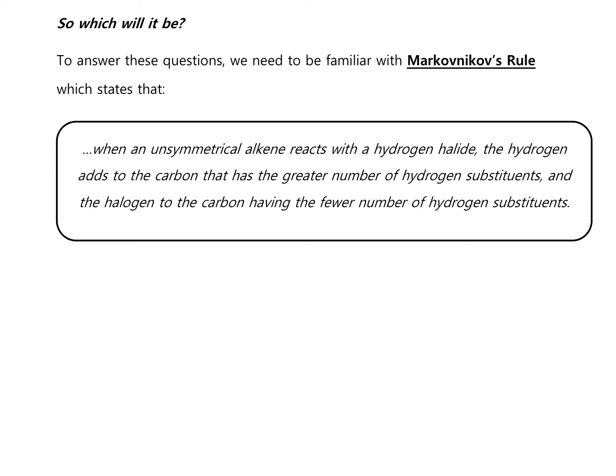To answer this question, we need to be familiar with Markovnikov's rule. Now, you don't need to know that that's the name of this rule, but you need to understand the concept of the rule. So, Markovnikov's rule states that when an unsymmetrical alkene reacts with a hydrogen halide, the hydrogen adds to the carbon that has the greater number of hydrogen substituents. So, in other words, the greater number of hydrogen atoms attached to it. And the halogen will add to the carbon which has the fewer number of hydrogen substituents. So when we're deciding which carbon our hydrogen adds to and which carbon our halide adds to, think the hydrogen goes to the carbon that has the greater number of hydrogens, the halogen goes to the carbon that has the fewer number of hydrogen substituents.